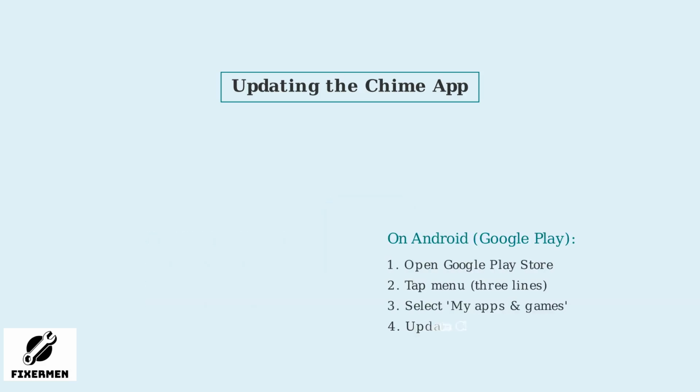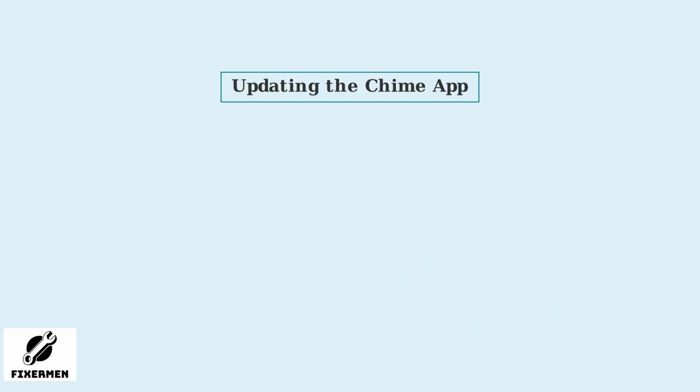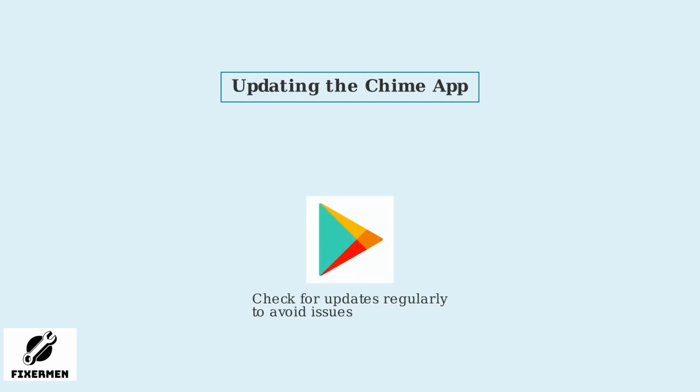On Android, open Google Play Store, tap the menu, select My Apps and Games, and update Chime if an update is available. Remember to check for updates regularly to keep your Chime app current and avoid potential login problems.